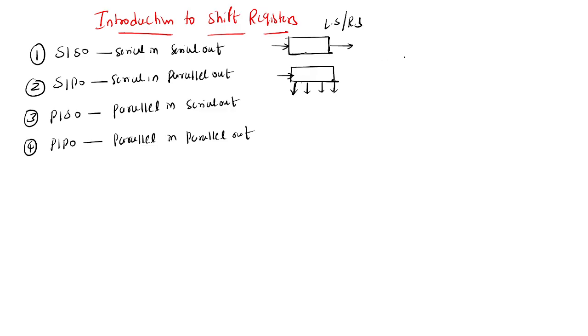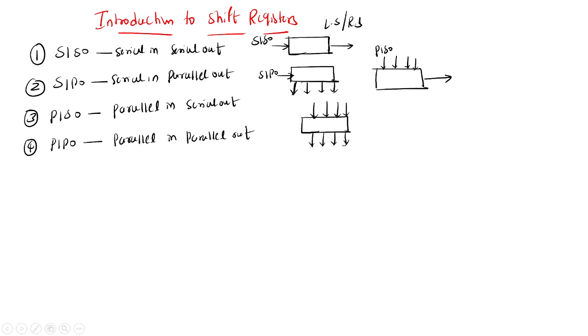PISO means what? You are inserting 4 bits of data at a time, and one bit you are taking out. This is SISO, and this is SIPO, and PISO. And PIPO means 4 bits of data you are inserting at a time, and you are taking out 4 bits of data.